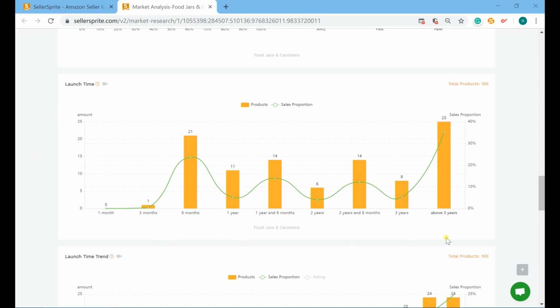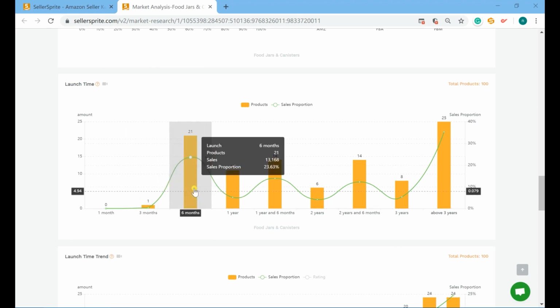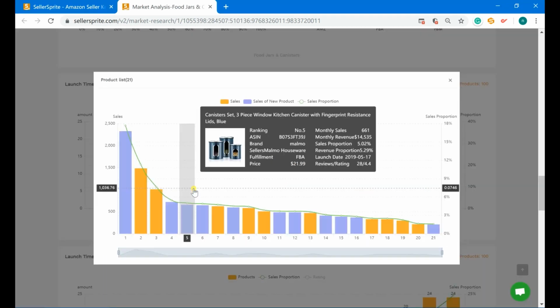Second, the old products that launched 2 years ago perform well, occupying nearly half of the market share. The new products listed for 3 months to 1 year perform well also. So, it's a market that sellers can not only enter in a short time, but also operate in for a long time. Third, you can do research on the products that launched in different time ranges to create product differentiation.